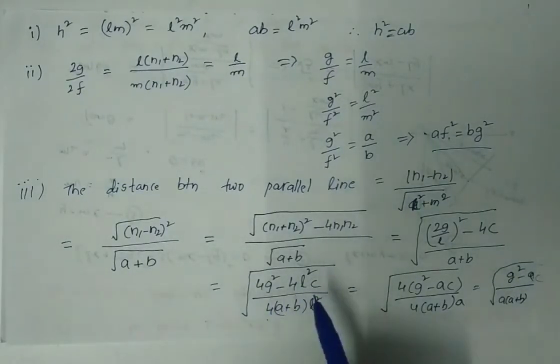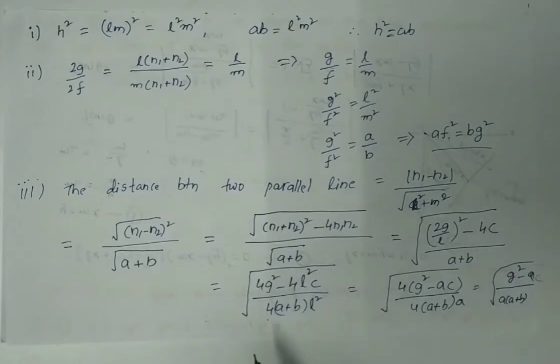Similarly, we can prove that the distance between two parallel lines is given by the formula 2 times under root of f square minus bc by b into a plus b.